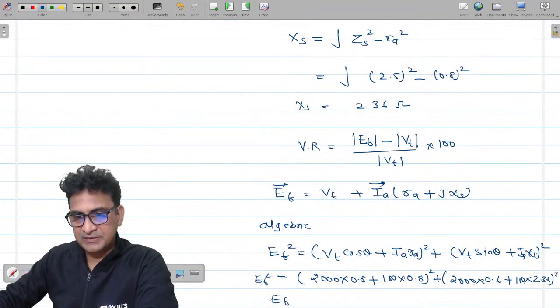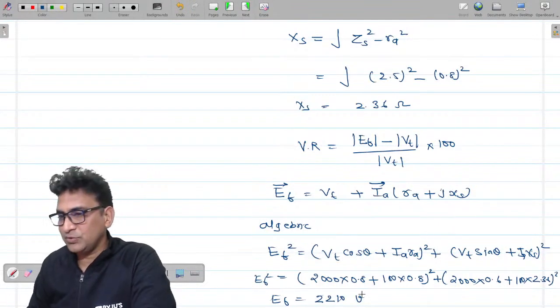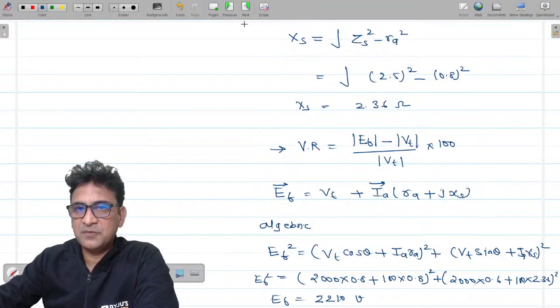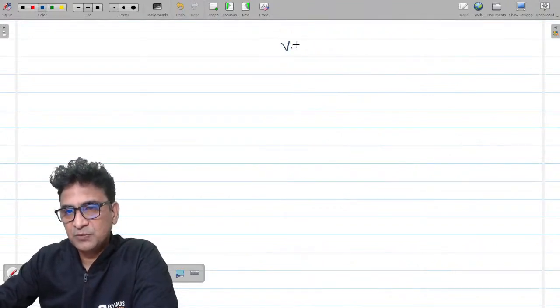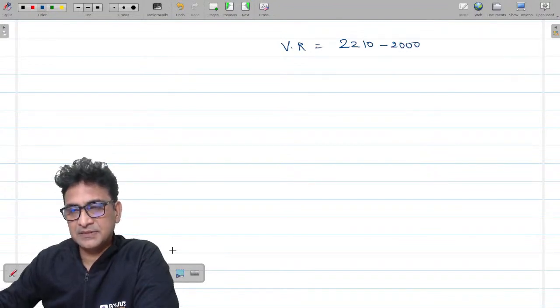If you calculate EF, you will get 2210. So 2210 is the no load induced EMF. Now put this value of EF in the formula of voltage regulation. So the voltage regulation becomes (2210 minus 2000) divided by 2000 into 100.